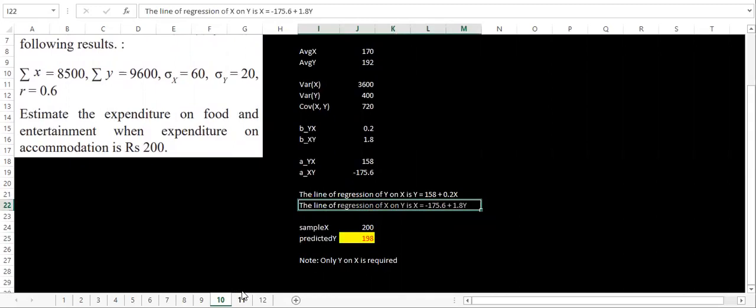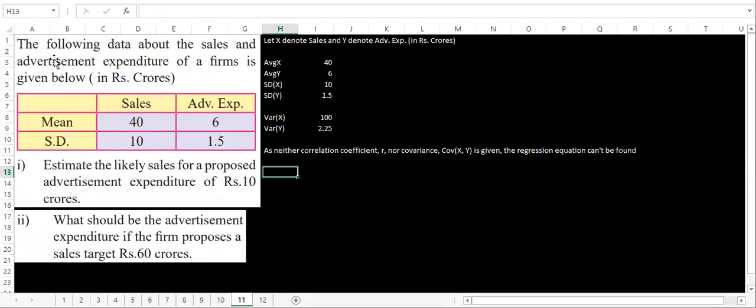Next question. The following data about the sales and advertisement expenditure of firms is given below in rupees crore. So we are given the mean of the sales, the standard deviation of the sales, and we are asked to estimate the likely sales for a proposed advertisement expenditure of rupees 10 crore.